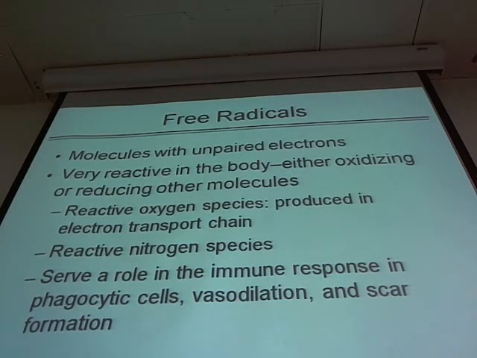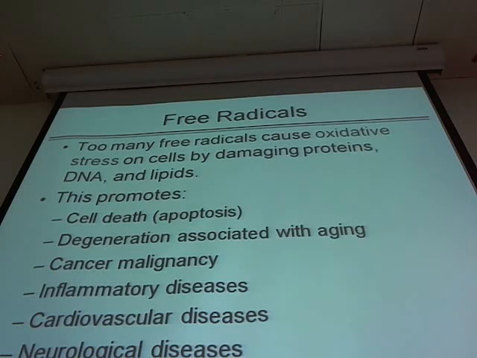Very reactive in the body, oxidizing or reducing other molecules. You got it? So they play a role in immune response in phagocytic cells, vasodilation, and scar formation. Okay, so does that mean we need free radicals as well? Too many cause oxidative stress on cells, damaging proteins, DNA and lipids. But you need some, you just don't need a lot.